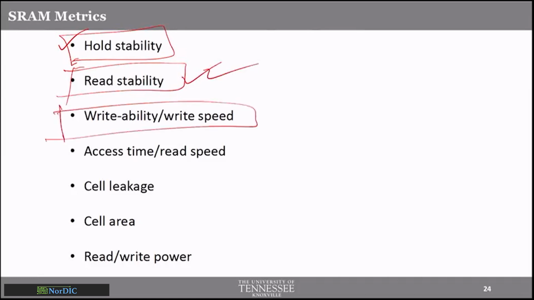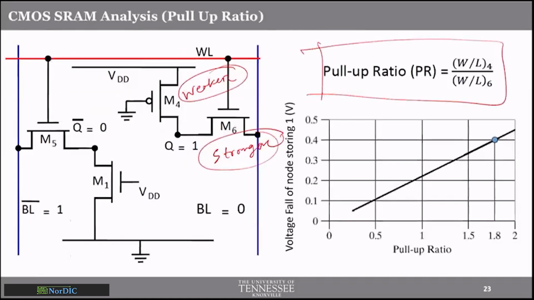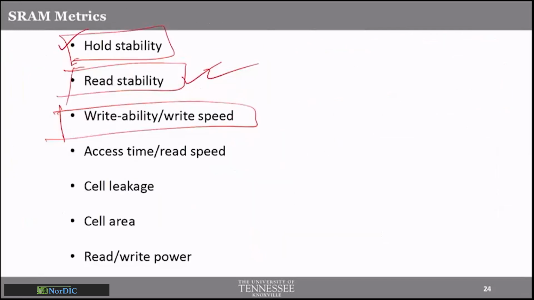Writability. When you are trying to write, you notice that there is a chance that there will be a fight between two transistors, namely M4 and M6 in this slide, right? And there is a chance that simply because of the fight, we might not be able to write into the SRAM cell. And that shouldn't happen. So the writability metric judges how easy it is to write into the SRAM cell.